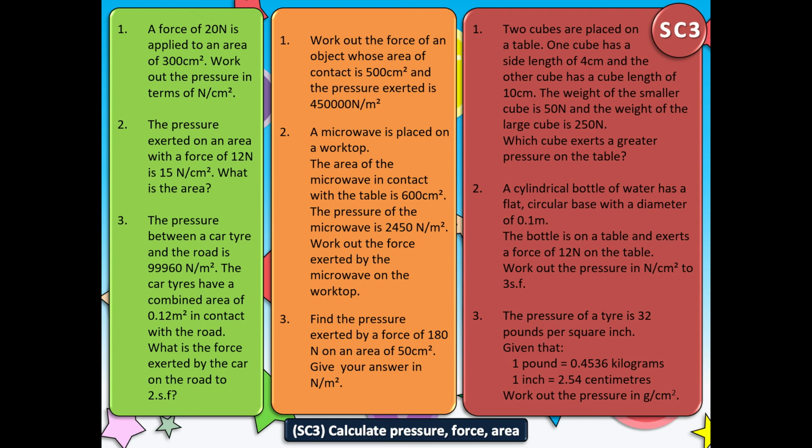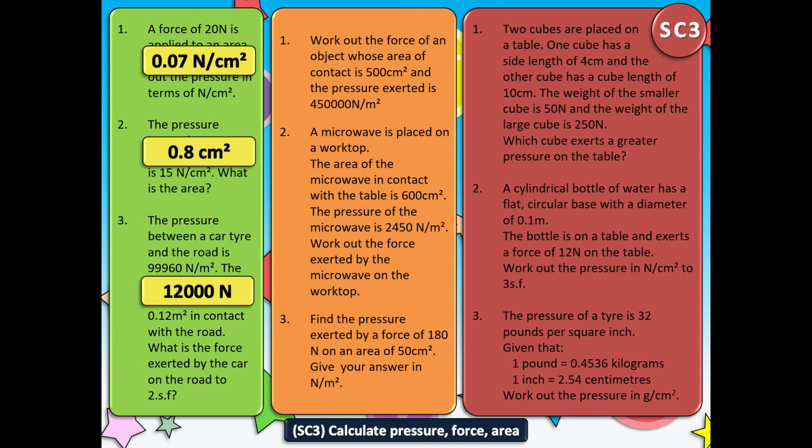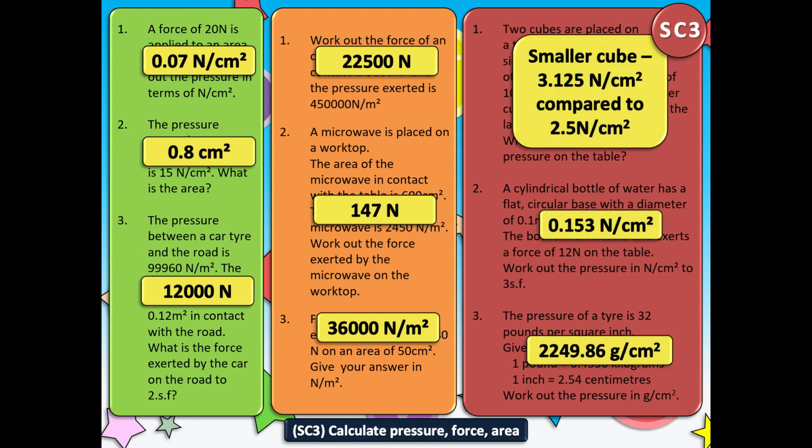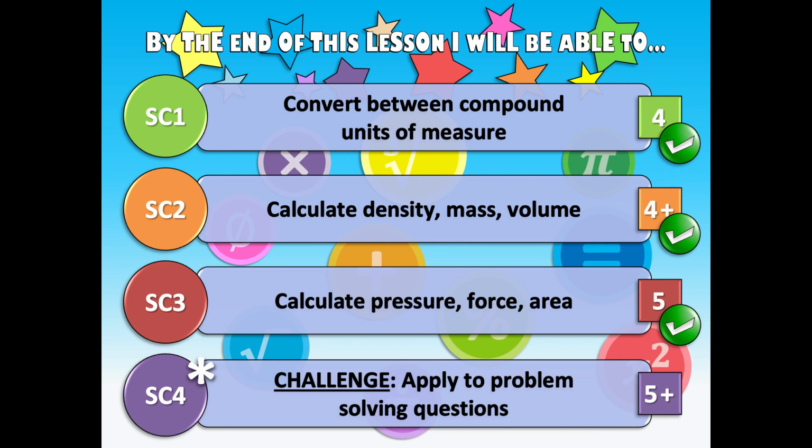Here are your answers. So there's your green answers. There's your amber answers. And there's your red answers. And now we've completed success criteria 3. So now we're going to move on to number 4, and it's to apply to problem solving questions.